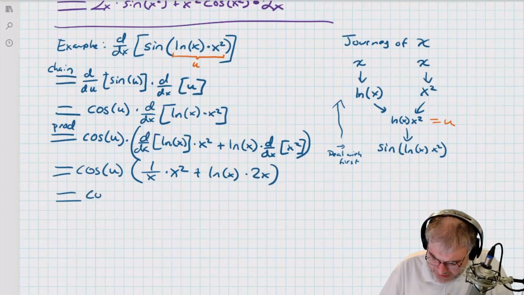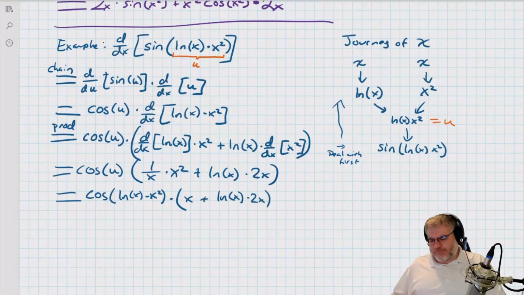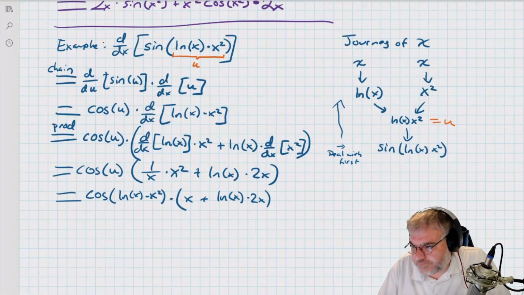This would be cosine, sub back in, ln of x times x squared, times the quantity x squared over x is x, plus ln of x times 2x. You did not need to do this, but you did need to do that. 1 to 5, how do we feel about that one? Okay, that's a long one, but it's a good one.